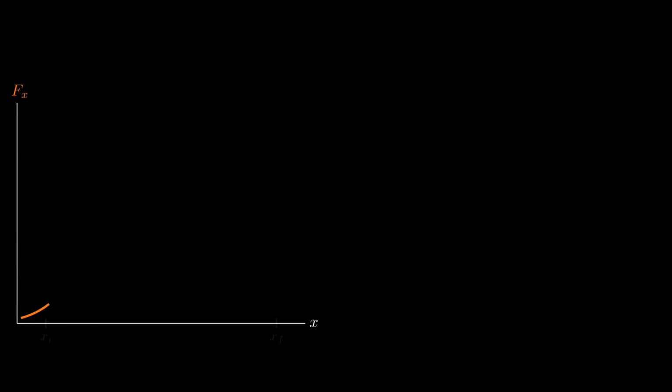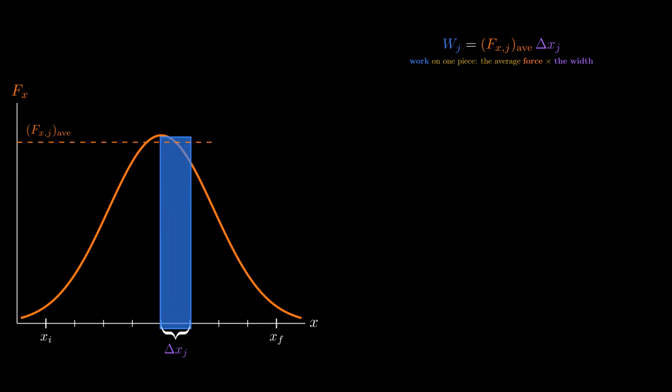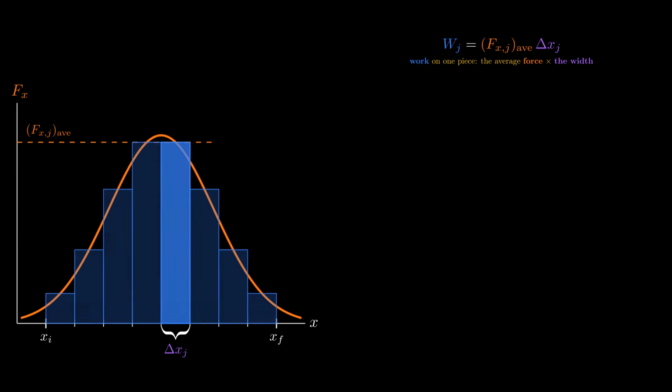Divide the displacement from x sub i to x sub f into a large number n of small pieces, and look at a typical piece. Call it piece j, with width delta x sub j. Over one narrow piece, the force barely changes, so replace it by its average value on that interval. The work done on piece j is that average force times the width. On the graph, that is the area of a thin rectangle sitting under the curve. Work is a scalar, so the total work is the sum of all n rectangle areas.